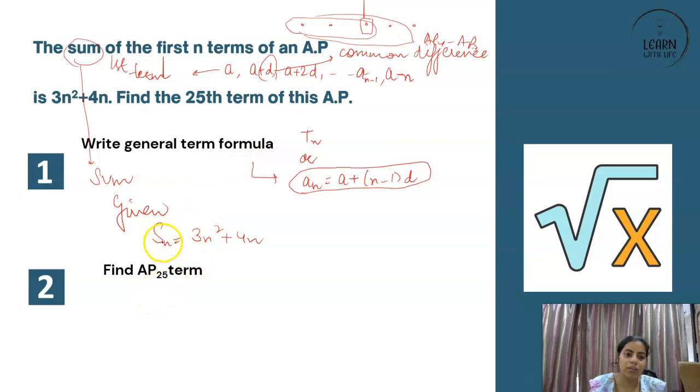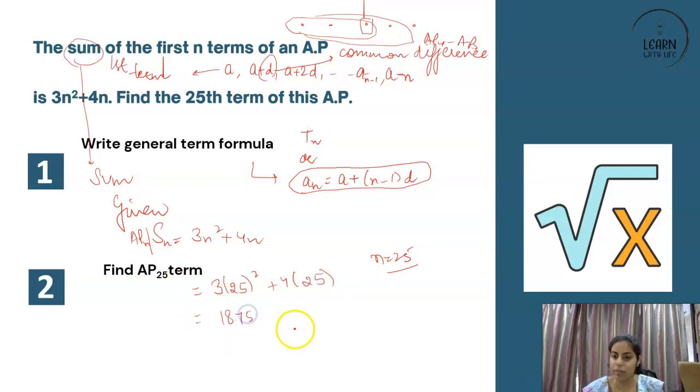So S25, or Sn, both of them can be written like this, is equal to 3 into 25 square plus 4 into 25. Why? Because your n is here 25. Now, how do you get this? You solve it and you will get 1875, 25 square multiplied by 3, and 25 fours is 100. So 1975. This is one result. Got it till here, everybody?